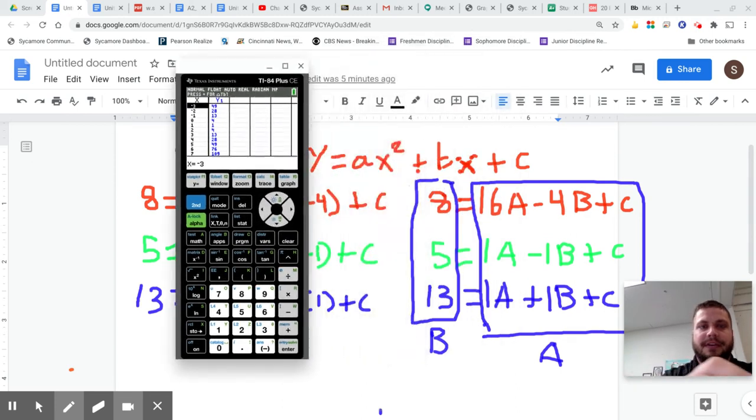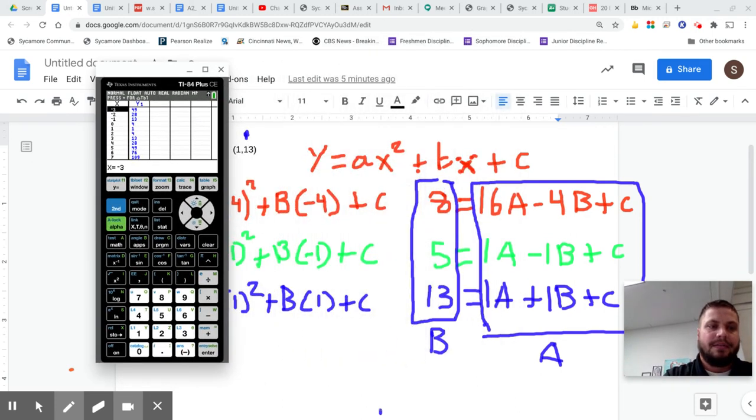So, calculator, let me drag it over to the side. Second matrix. I want to go over to edit. Yours should already be set up. Let me set this one up real fast. Matrix A is our coefficient matrix, 3 by 3. We've got 16, negative 4, 1. Then I've got 1, negative 1, 1, and 1, 1, 1.